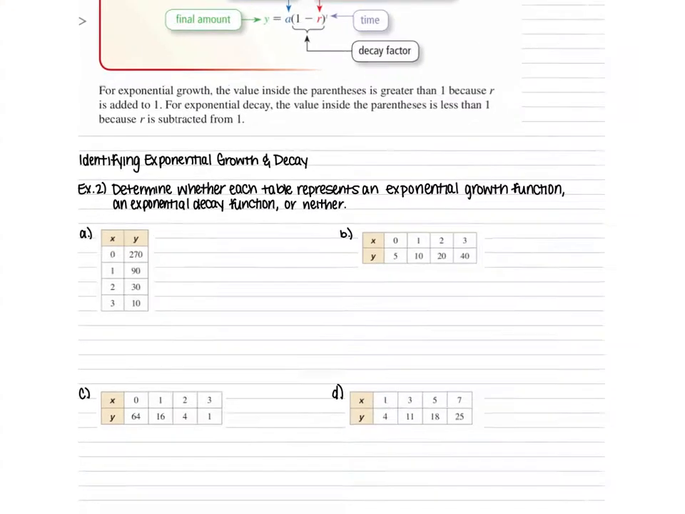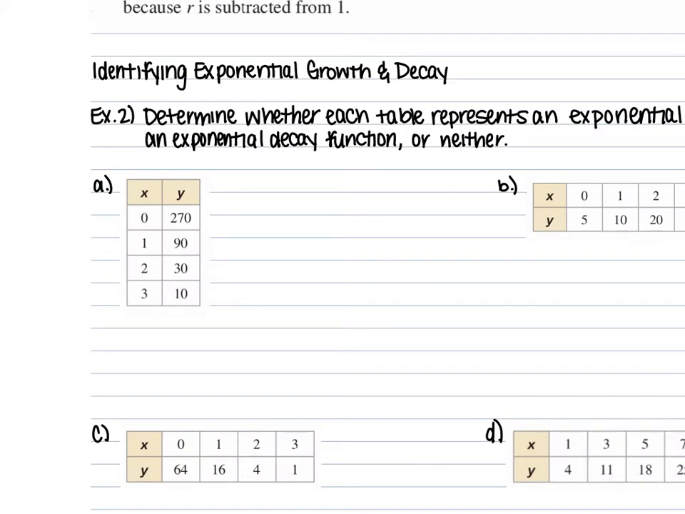So if we look at example A, those values that we have for our x's are 0, 1, 2, and 3. These are all going up by 1. So we know that those are constant. Forget about those. Work with your y values. From 270 to 90, we're multiplying this by 1/3. From 90 to 30, we multiply by 1/3. From 30 to 10, we multiply by 1/3. So this, because you're multiplying by a fraction that's less than 1, is a decay.